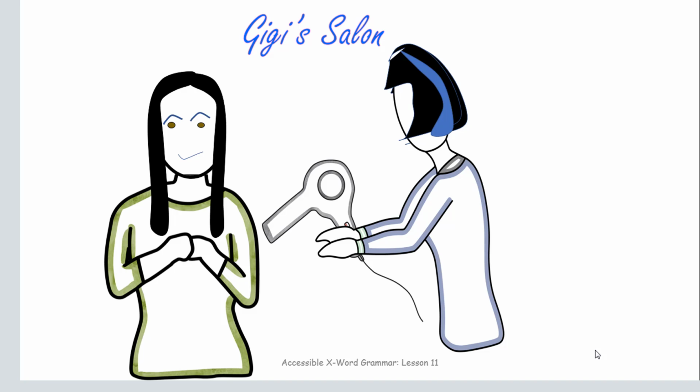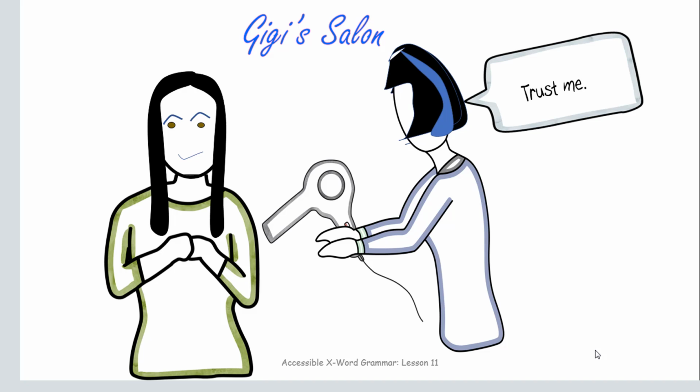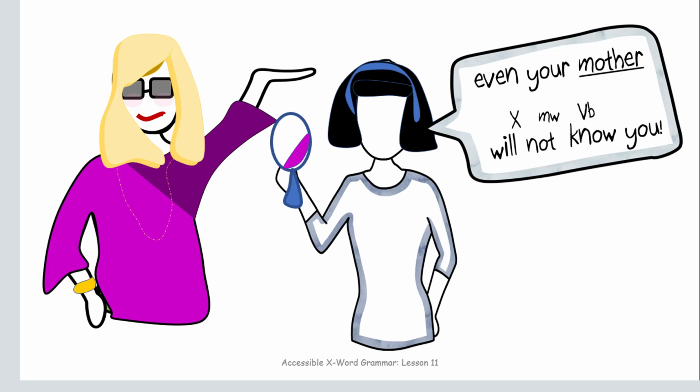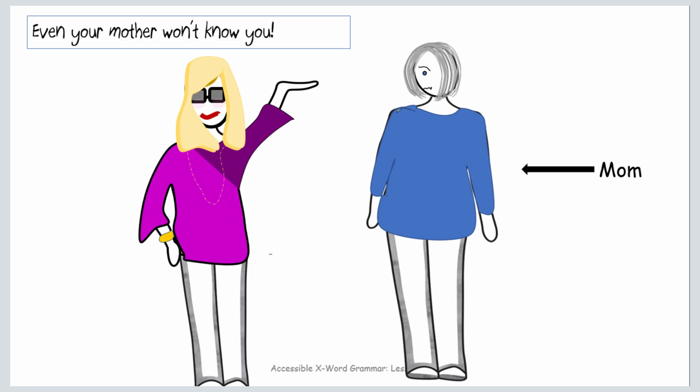In this example, Kim wants a makeover. Kim's stylist predicts a big change. In this case, the future time is when the makeover is finished. "Trust me, with a new hairstyle, makeup, and glasses, even your mother will not know you." This is correct, but if you change will not to won't, the sentence sounds more natural. "Even your mother won't know you."